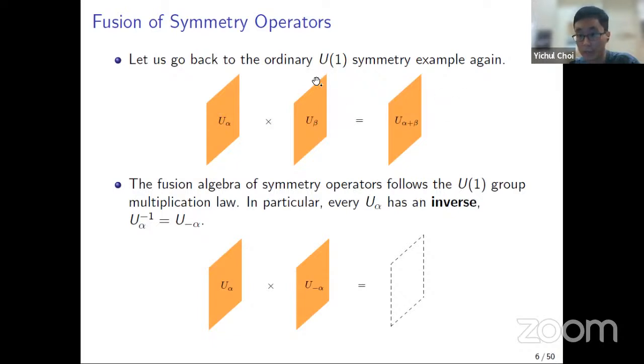In this case of ordinary U(1) symmetry, or in fact, any ordinary symmetries described by some group, this fusion algebra is nothing but the group multiplication law. In particular, to every such U alpha in this example, there will be an inverse topological operator slash defect, which is simply the topological operator associated to the inverse group element. So when I try to bring this U alpha with this inverse operator together, they will simply annihilate into a trivial operator.